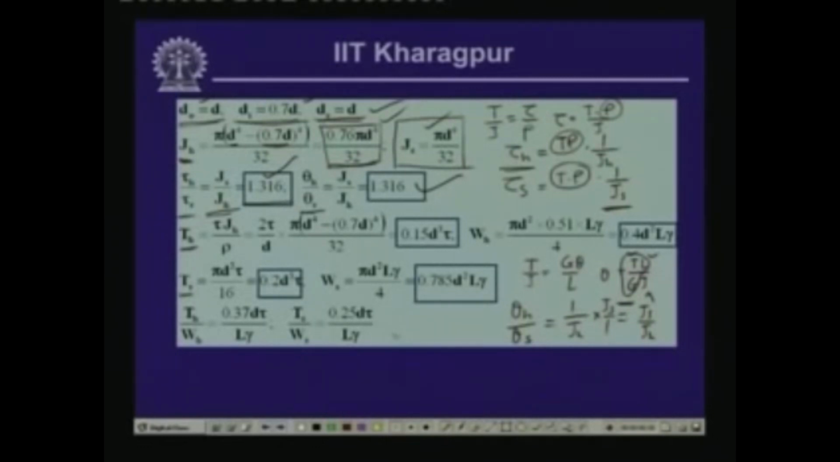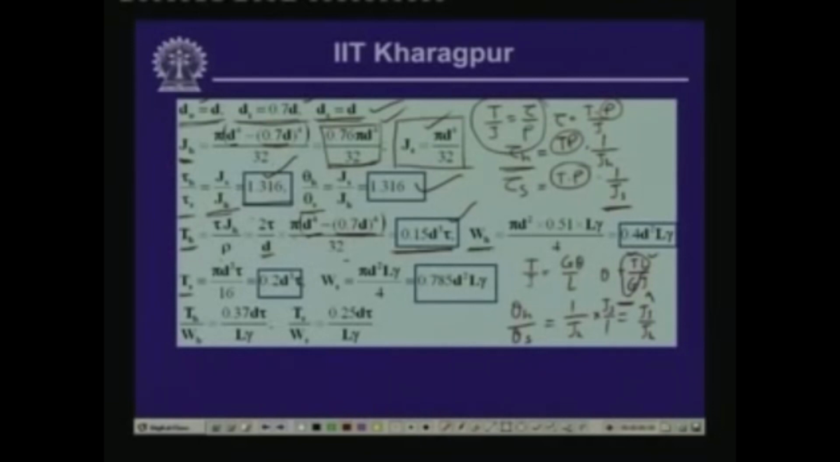solid section. Now, the twisting moment that can be resisted by the hollow section is equal to tau J by rho. This is from the expression T by J equals tau by rho. So, rho is again equal to d by 2, and JH, as we have seen, is pi by 32 times d to the power 4 minus the inner diameter, which is 0.7 d, to the power 4, and this gives us a value of 0.15 d^3 times tau.